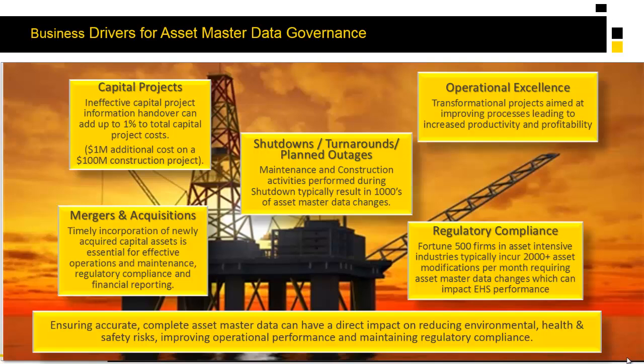Effective information handover in a capital project is a very costly and important aspect of building out any sort of facility. We've seen that up to 1% of total capital project costs, so $1 million on $100 million, can be gained in efficiency using effective information handover. MDG for EAM can help you provide that process-centric approach to managing information about the assets, the equipment, their bills of material, function locations that are coming in as you build out that particular facility.